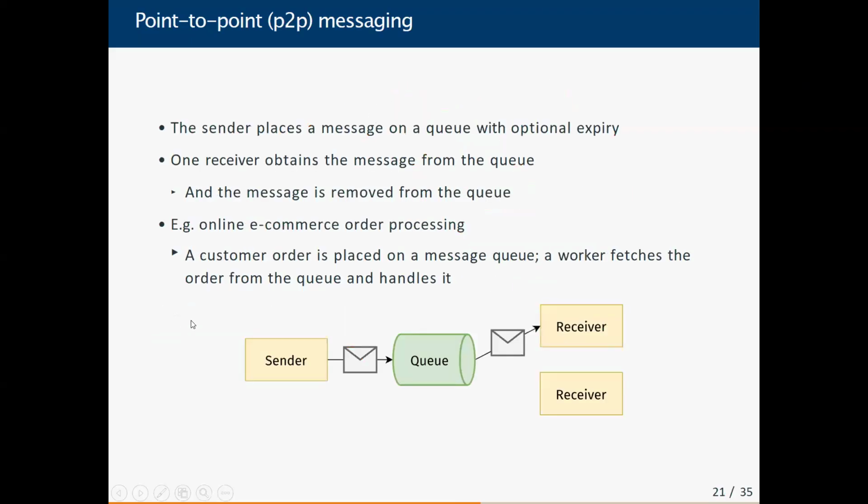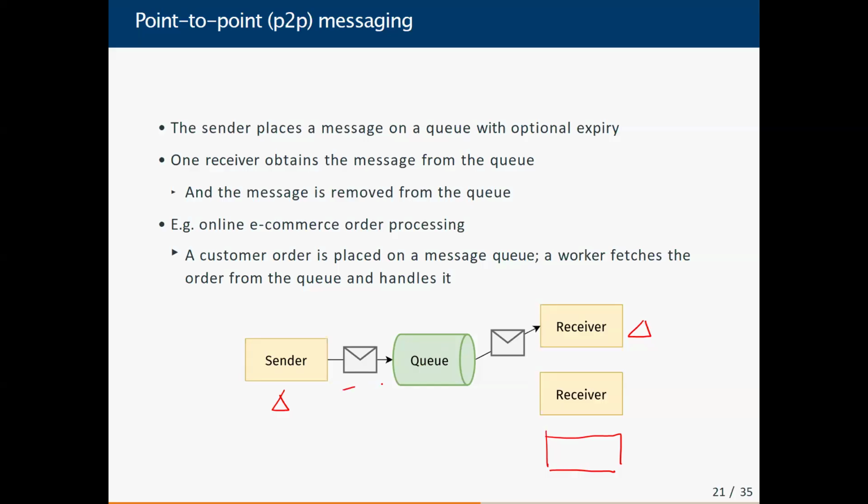So let's first talk about point-to-point messaging. Very easy to understand. The sender places a message on a queue with optional expiry, and then the receiver obtains the message from the queue. So it's point to point. There will be only one sender and one receiver. I mean, there might be some alternative receivers, but for each message, only one receiver can get it. So this is called point to point.